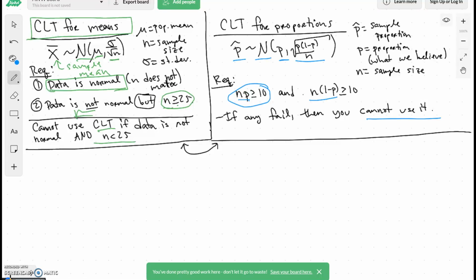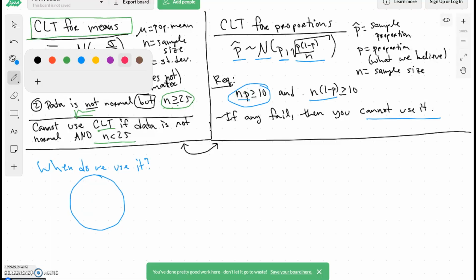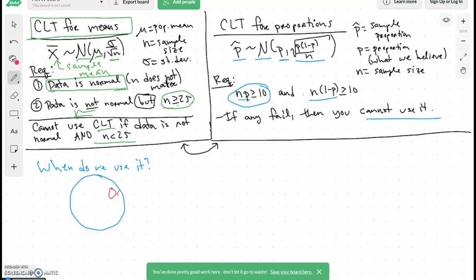Before I do the example, remember, when do we use this? Remember that if you have a population, and let's say I took a small sample. Once I take a small sample from the population, that's when I'm going to start using the central limit theorem. If I take a subset of the population and I want to find the probability of this sample, then in that case, I'm going to use the central limit theorem.